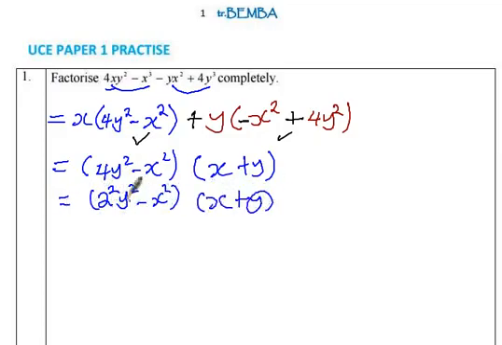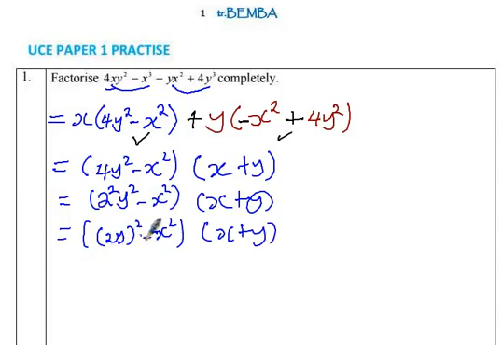Now when I look at this, the first term, I can make it look even clearer. Instead of saying 2 squared, I want to write (2y) squared minus x squared, okay, times (x plus y). So I have a number squared minus another number squared. Do you see that? And so whenever we are factorizing this, we call it a difference of two squares. One number squared take away another number squared. How do we factorize this difference of two squares?